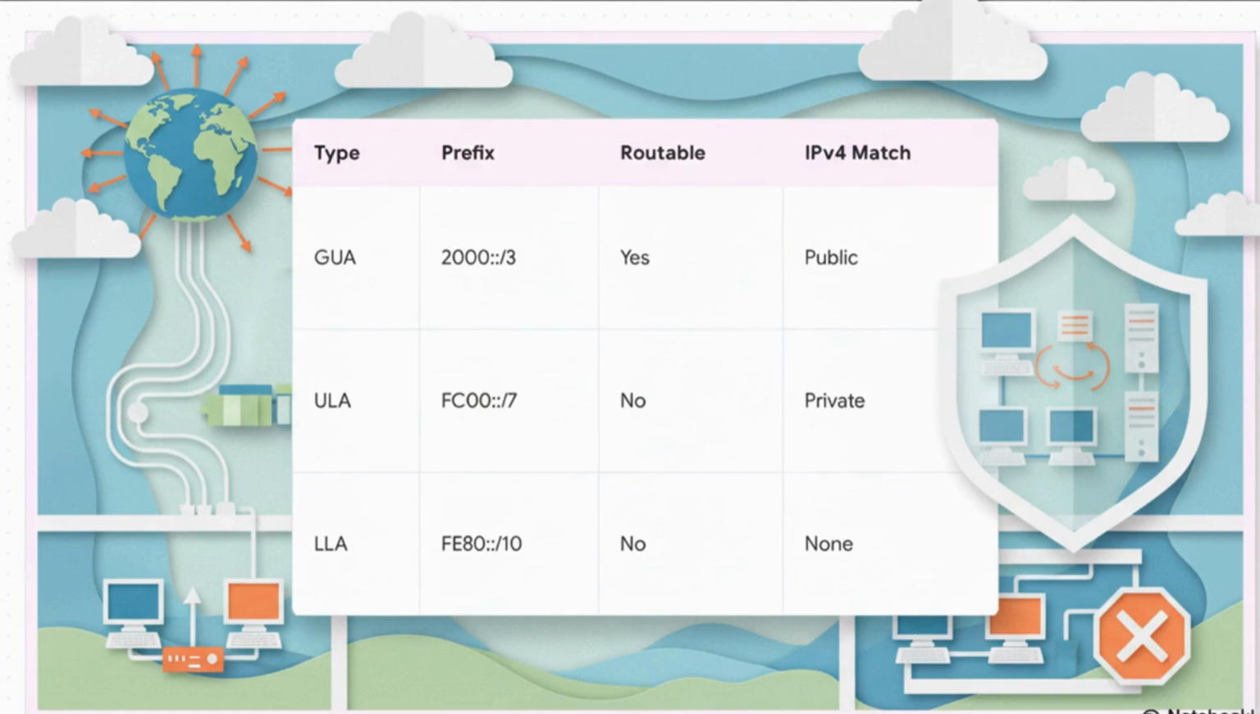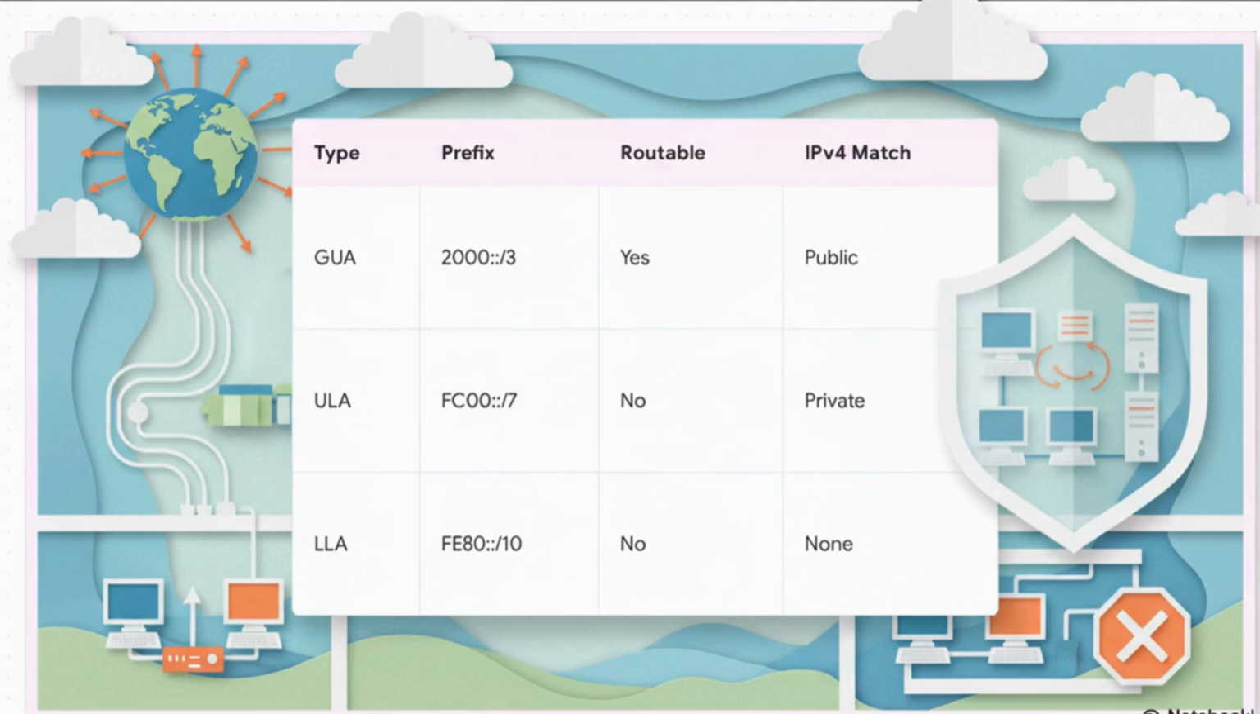Basically, how far is a packet allowed to travel across network boundaries? Right at the top, we have global unicast addresses, or GUAs. These start with the prefix 2000::/3. These are globally routable across the entire public internet. They function exactly like your public IPv4 addresses.